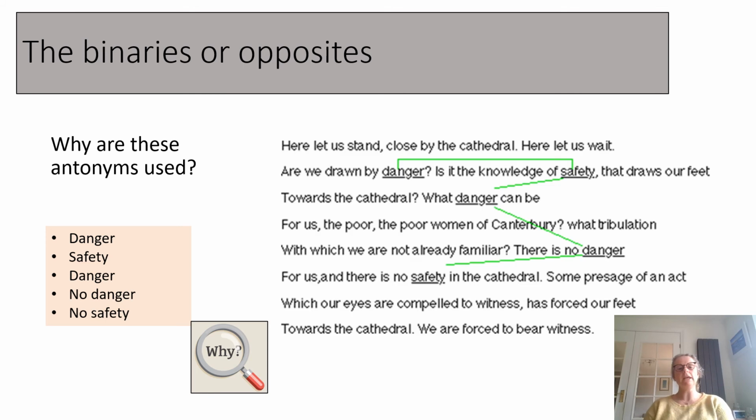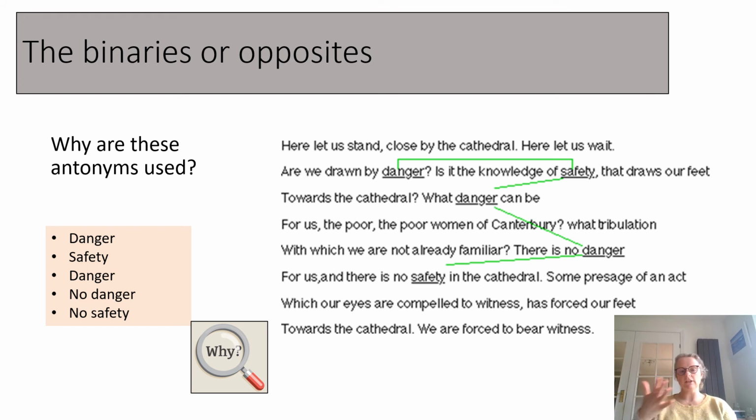So we've got the poem here, and finally, what I thought was quite interesting is I've picked out the opposites or the binaries in this poem. In fact, there's quite a few, and I've only picked out one. I've picked out the idea of danger and safety. So how can you have danger and safety at the same time? But if we look at this, we can see a pattern. So we have danger, safety, danger, no safety. Significantly, I think this ends with the idea of no safety. And then after that, it goes into the sense of being compelled or forced to witness.